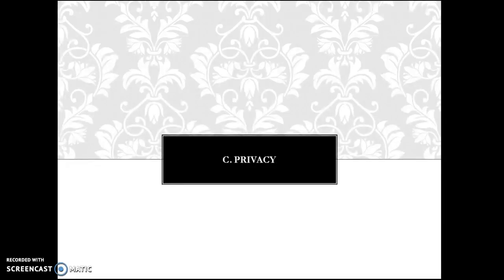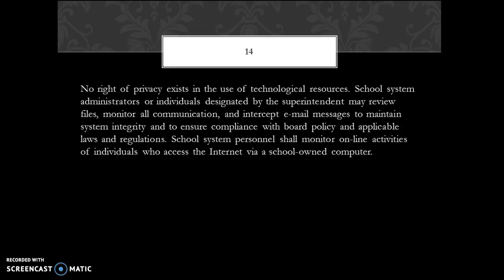C. Privacy. No right of privacy exists in the use of technological resources. School system administrators or individuals designated by the superintendent may review files, monitor all communication, and intercept email messages to maintain system integrity and to ensure compliance with board policy and applicable laws and regulations. School system personnel shall monitor online activities of individuals who access the Internet via a school-owned computer.